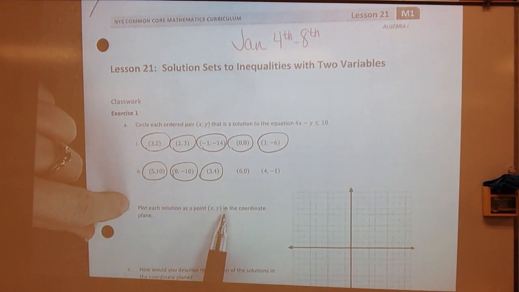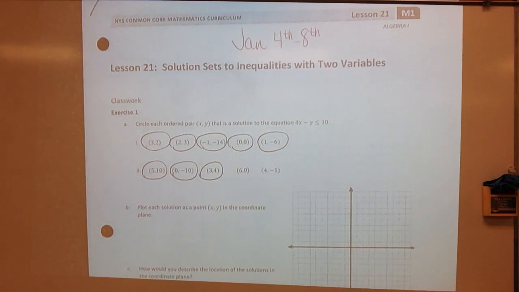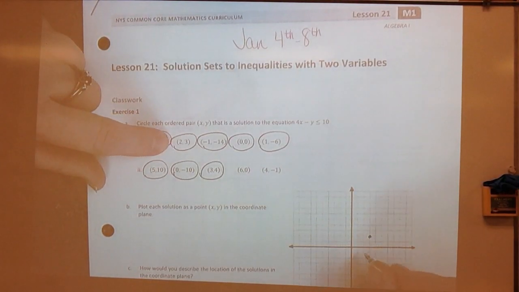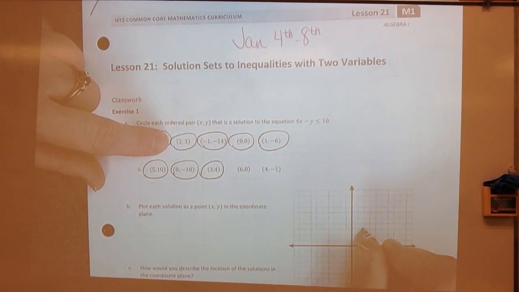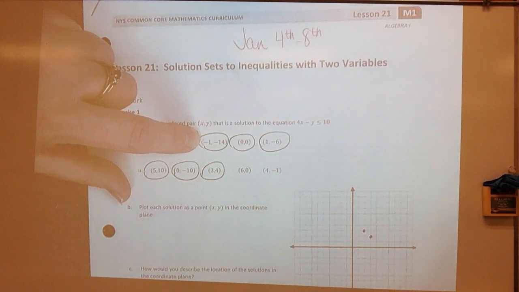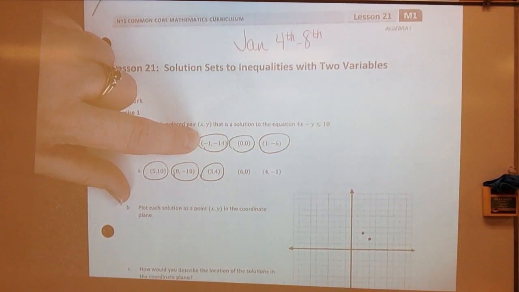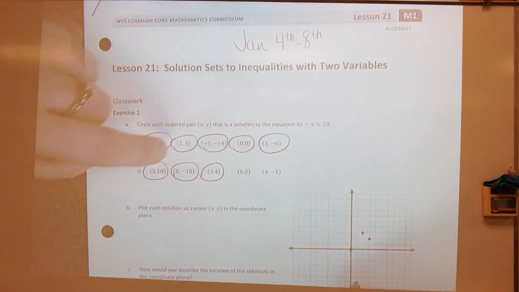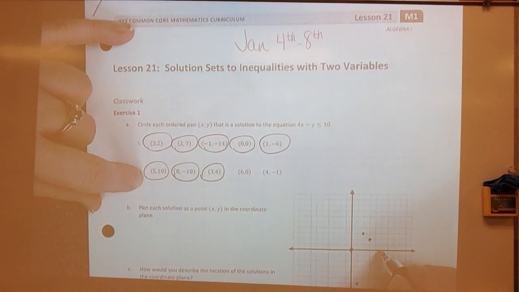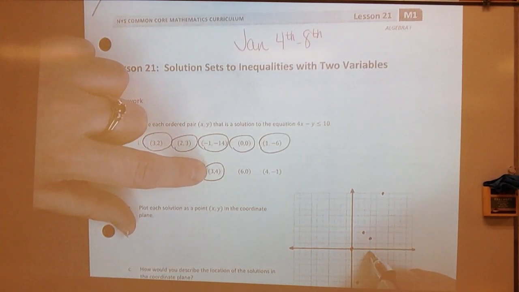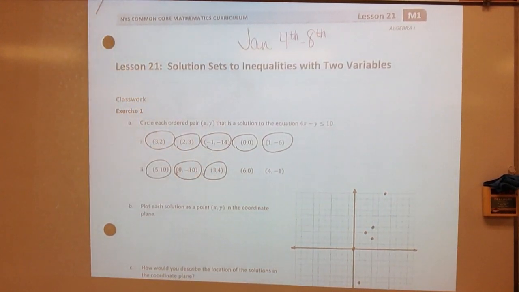B says plotting a solution is a point x, y on the coordinate plane. So now they want us to plot these. All right. So 3, 2. Plot that one. We're going to plot 2, 3. We'll plot negative 1, negative 14. Let's see. 1, 2, 3, 4, 5, 6, 7, 8, 9, 10, 11, 12, 13, 14. Then 0, 0, 1, negative 6, 5, 10, 0, negative 10, and 3, 4. So this is what it looks like.